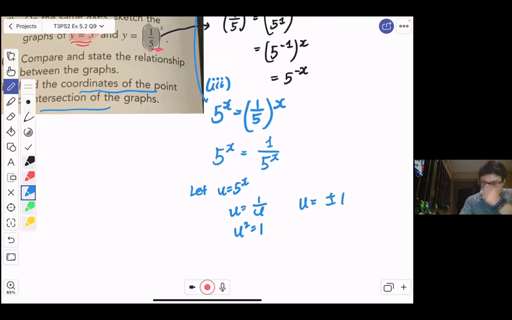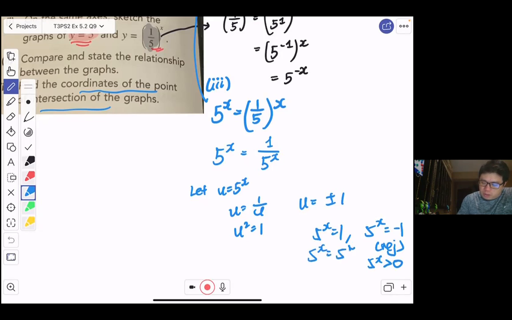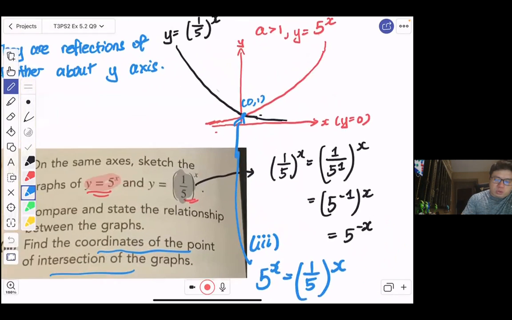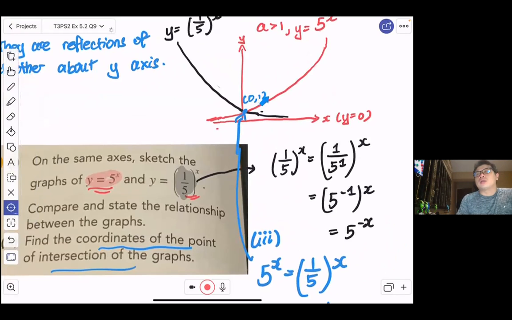So u squared equals 1, u equals plus or minus 1. That means 5 power x can equal 1, or 5 power x can equal negative 1. This will be rejected since 5 power x is more than 0. Now 1 is the same as 5 power 0, so 5 power x equals 5 power 0 and x equals 0. Substituting this, you will get x equals 0 and y equals 1. So the y-intercept is always (0, 1).